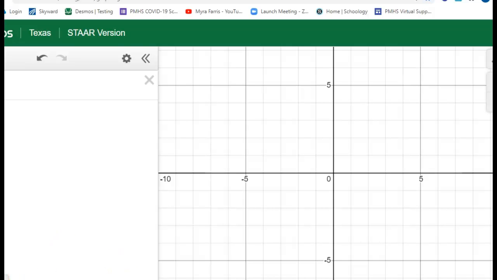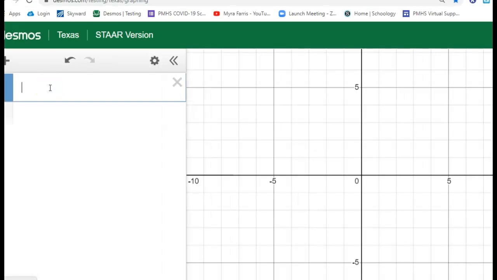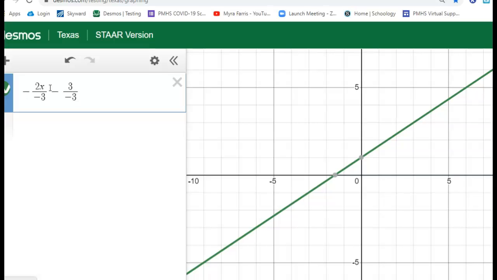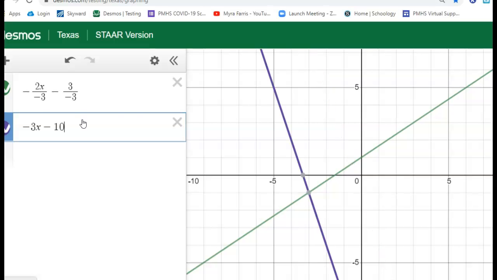So now I need to graph it in Desmos. In Desmos, you can type the y equals or not. And I'm going to divide it by negative 3. I need to arrow over so I'm out from under the fraction. Minus 3 divided by negative 3. And so that is the first line. The second line is negative 3x minus 10. If I type it incorrectly, am I going to get the right answer?